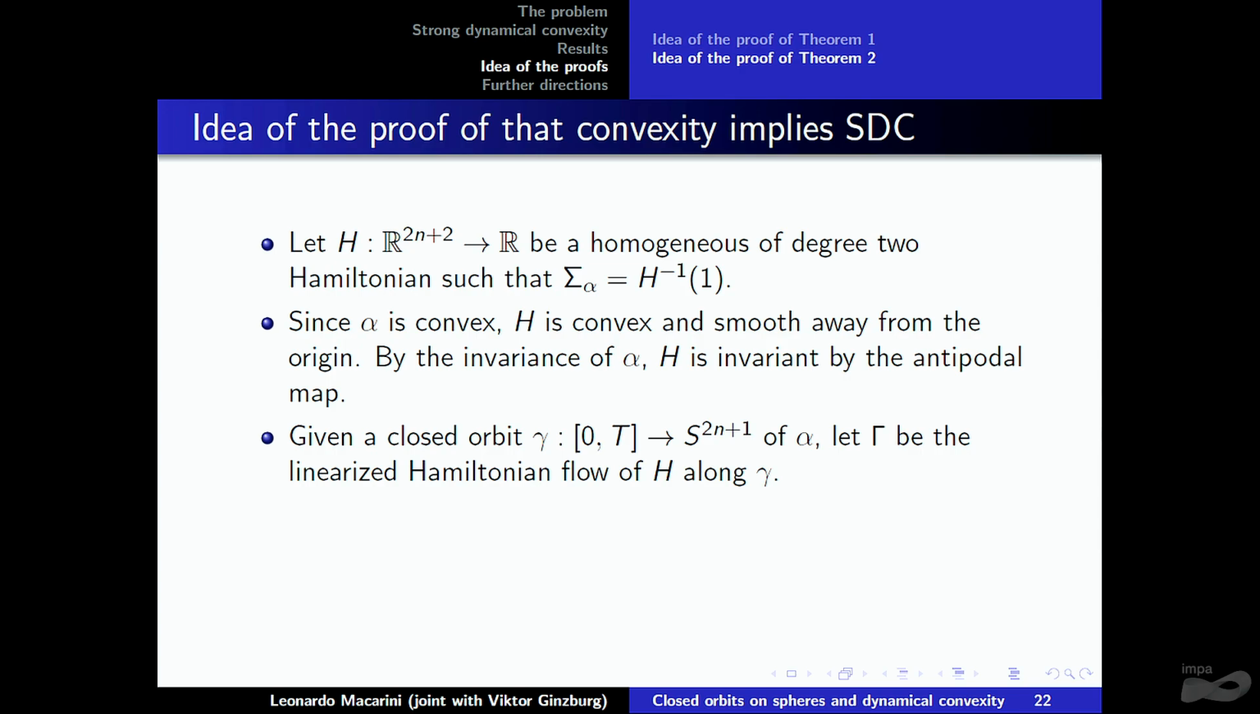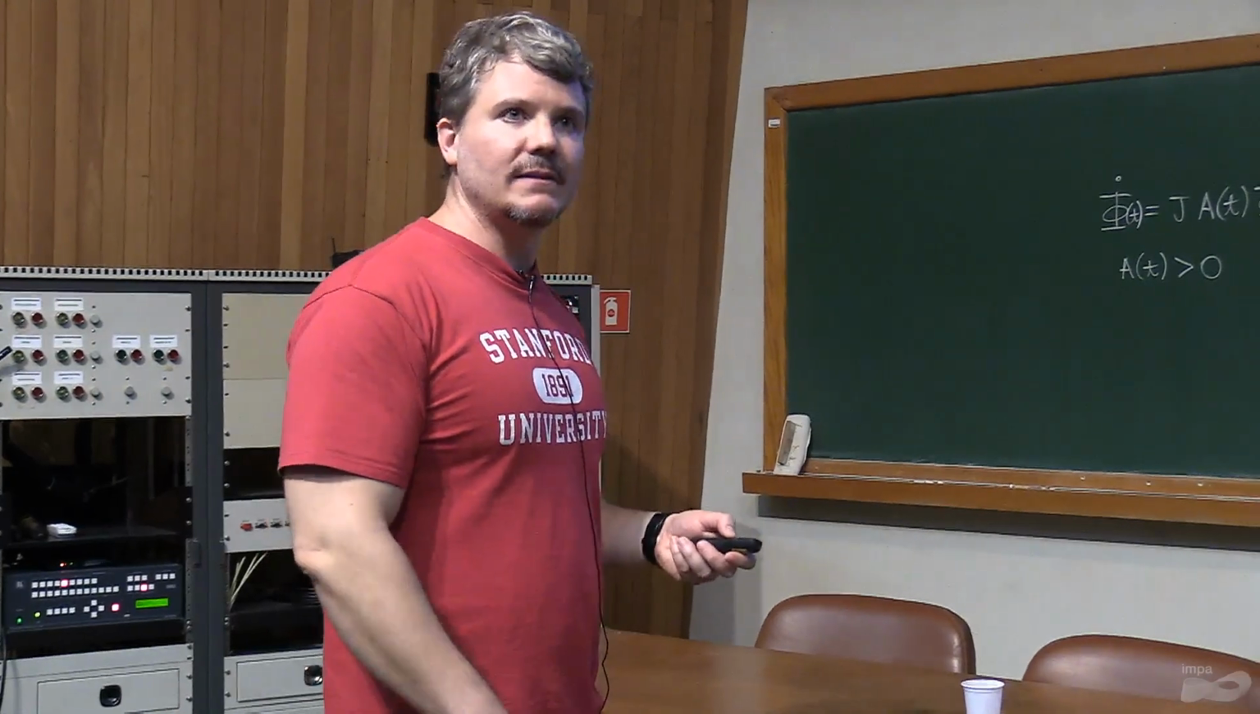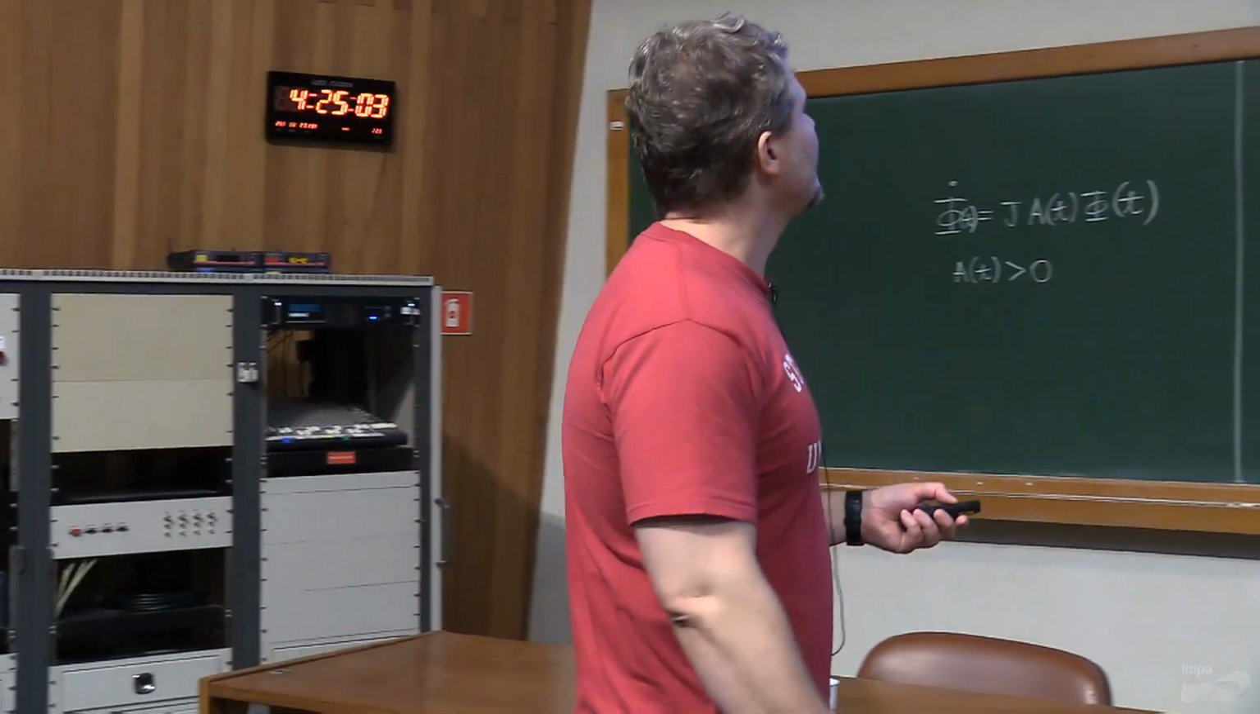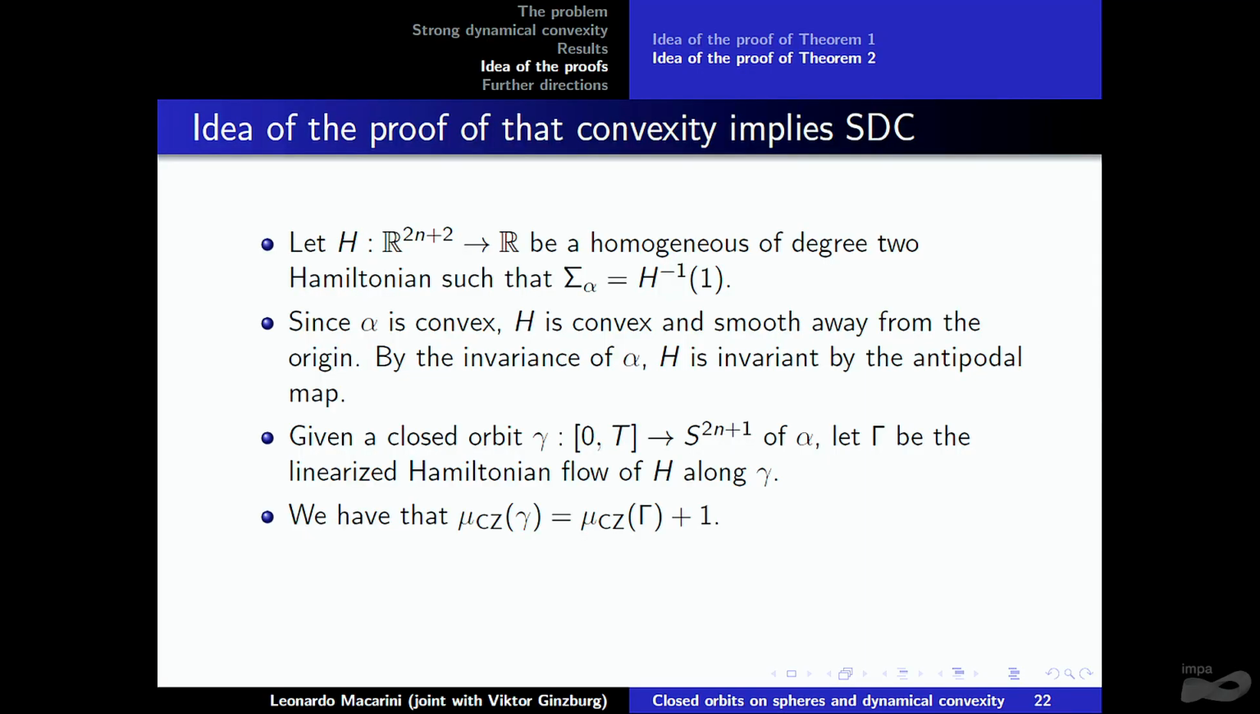And now take any closed orbit of alpha. So it corresponds to a Hamiltonian closed orbit of H on the energy level 1, sigma alpha. And let gamma be the linearized Hamiltonian flow along this periodic orbit. Then it's easy to see that the index of the orbit as a Reeb orbit is the index of the linearized Hamiltonian flow plus 1. Something easy to see, using the fact that H is homogeneous of degree 2.